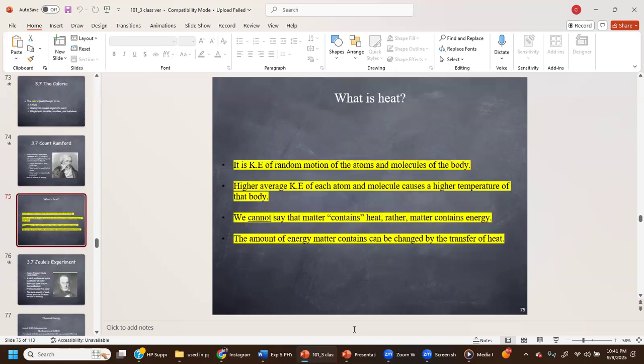So when you talk about heat, it's the kinetic energy of random motion of the atoms and molecules of the body.